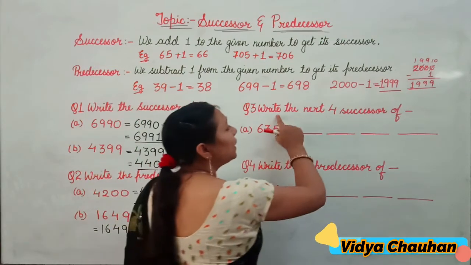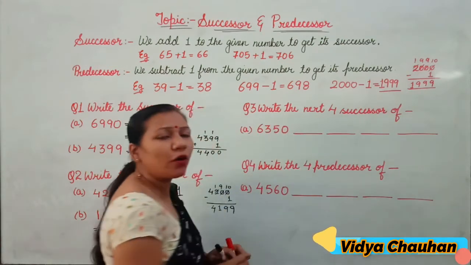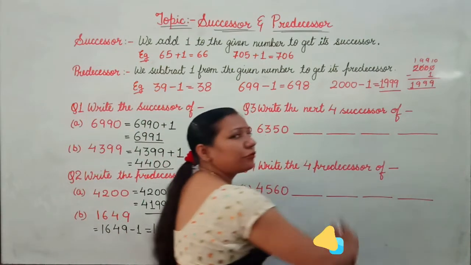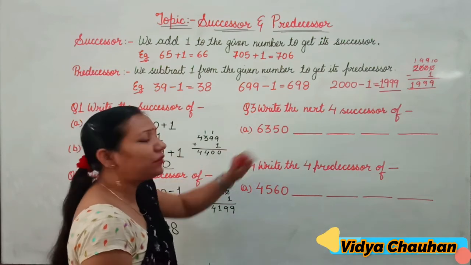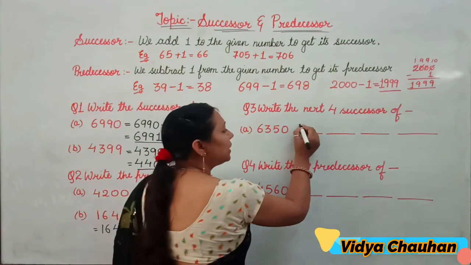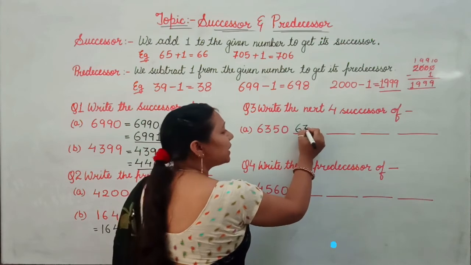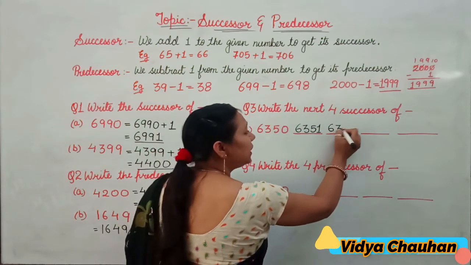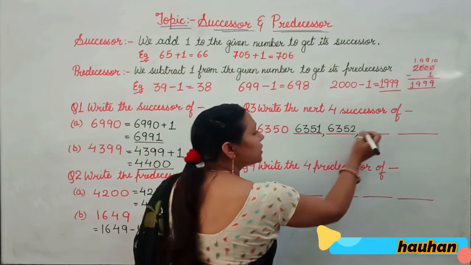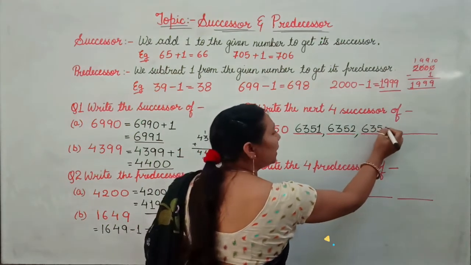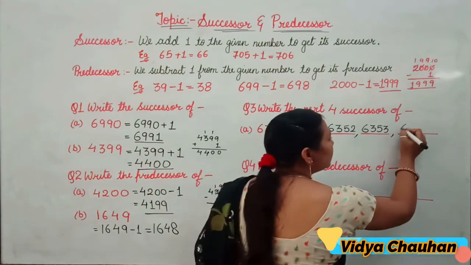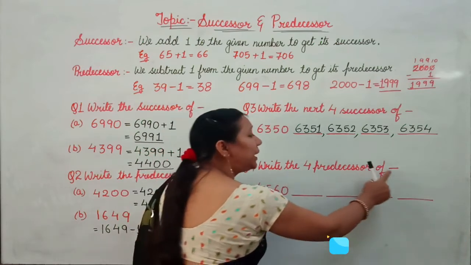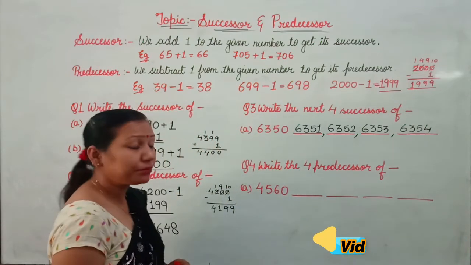The third question says, write the next 4 successors of the given number. So one number is given to you and you have to write the next 4 successors of this. 6350 is our number. Which will be the next number? When I add 1 to this, 6351. Next value, 6352. Next value, 6353, and the last, 6354.